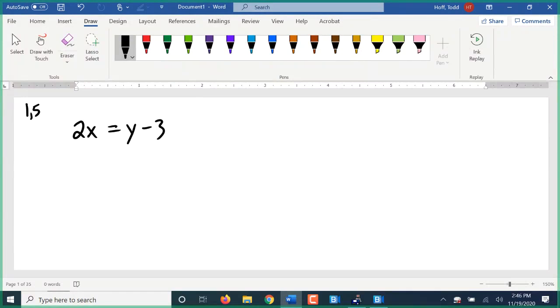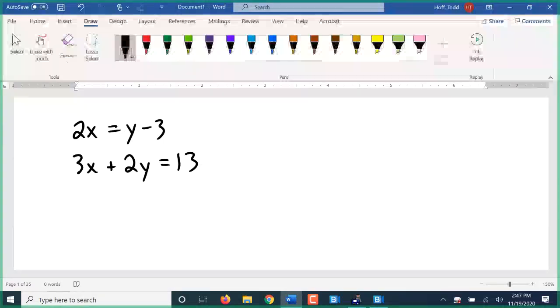So we might have something like 2x equals y minus 3. And 3x plus 2y equals 13. So our first job here is to get them lined up. The bottom equation is x, y equals constants. The bottom equation is good to go. Top equation needs to be adjusted. I'm going to label them equations A and B again, just so I can refer to that top equation as equation A.